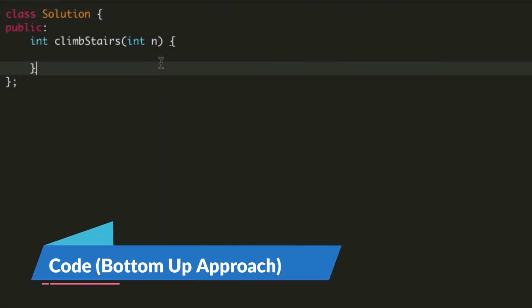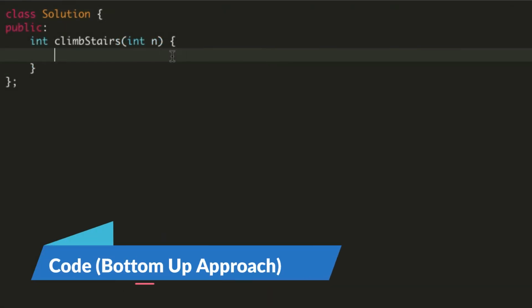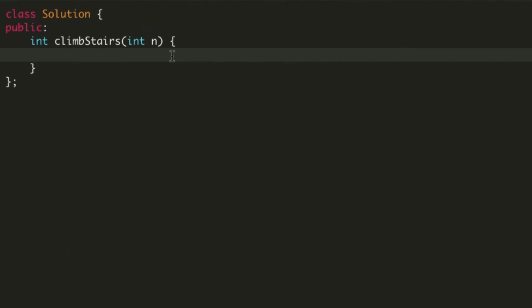For the bottom-up approach, we will simply store the answers in a vector, that is an array, where the ith index will hold the answer for the number of ways in which the ith step can be reached. So let's say vector of integers, and we can call it storage again. We already know that the number of ways in which the 0th step can be reached is 1, that is, not do anything, so we'll put 1.